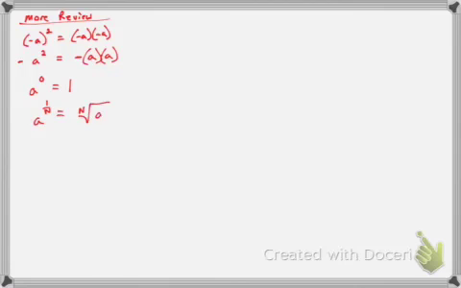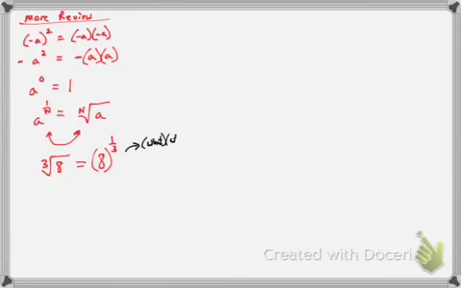Okay, a little bit more review. If we have negative a, squared, that means negative a times negative a. Negative times negative is a positive. If the negative is out front, the 2 does not affect it, so the negative would stay out front. Anything to the 0 power equals 1.